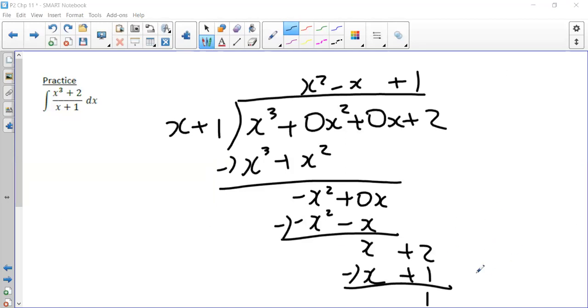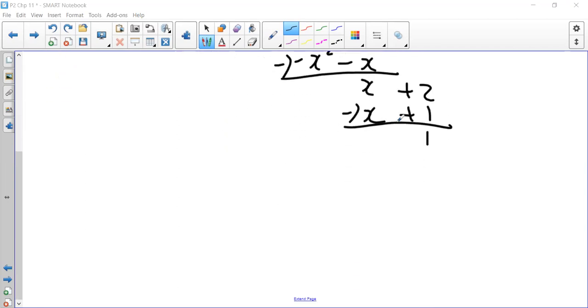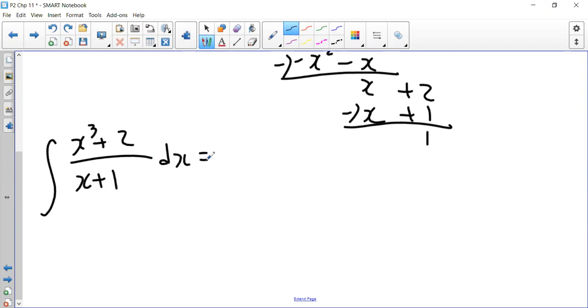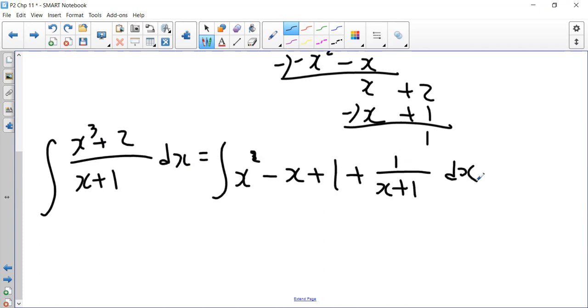That should be your division. Okay, x squared minus x plus 1 is your quotient here. So we can rewrite the integral of x cubed plus 2 over x plus 1 dx as the integral of x squared minus x plus 1 over x plus 1 dx. To integrate, you can pause the video and finish up the question. Okay, when you're ready for the answer, you can press play.